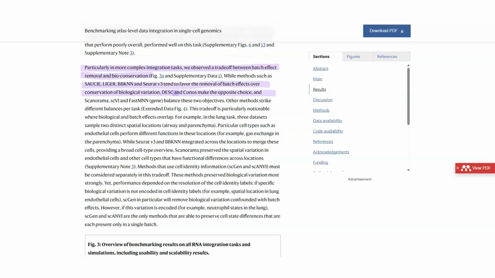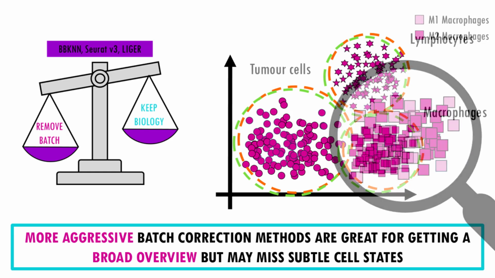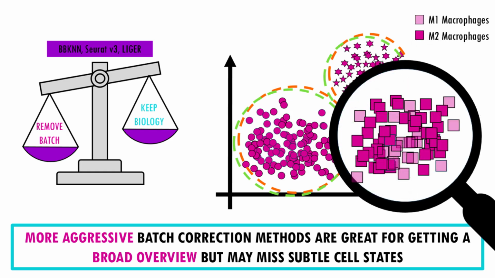So more aggressive batch correction methods like BBKNN, SAUCIE or LIGER do a great job at mixing cells from different batches, and they're great for getting a broad overview. However, because we're being more aggressive with the batch correction, there's a higher chance we're removing real biological differences. So these methods are more prone to merging different cell states, especially if there's very little difference between them.